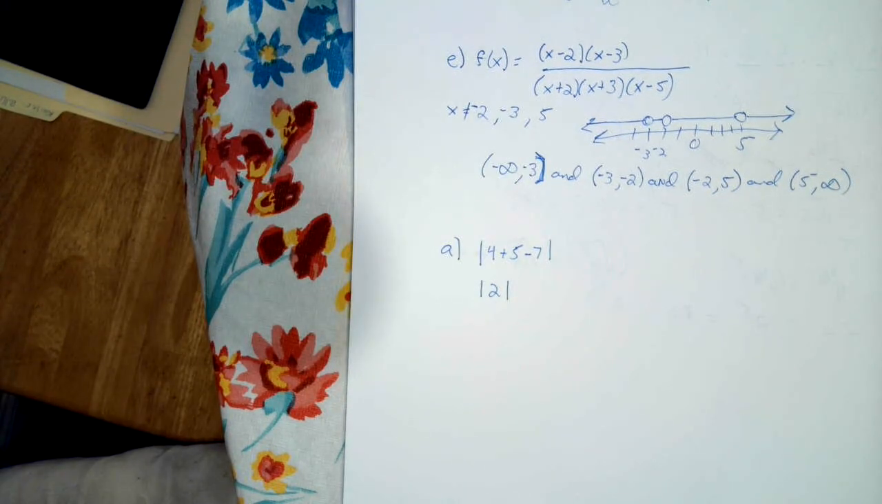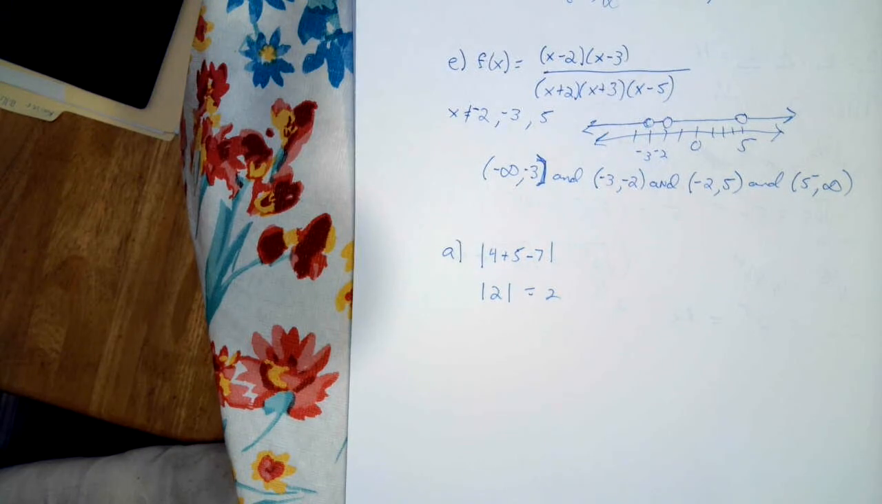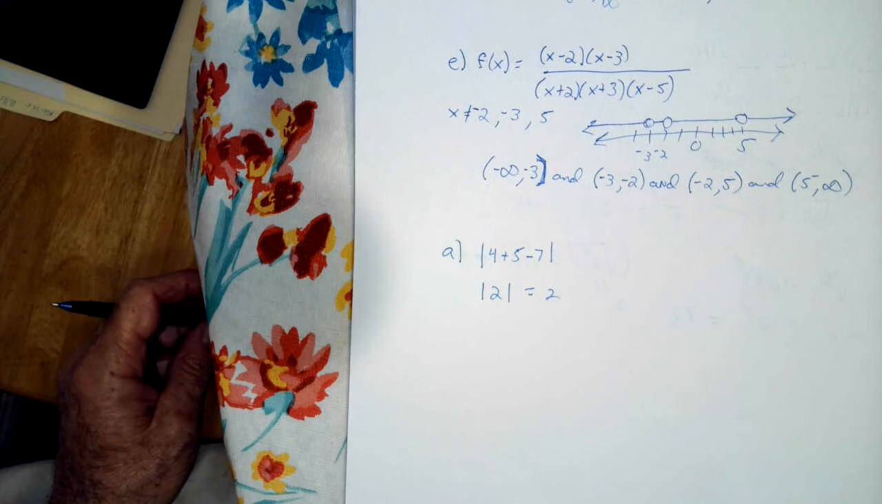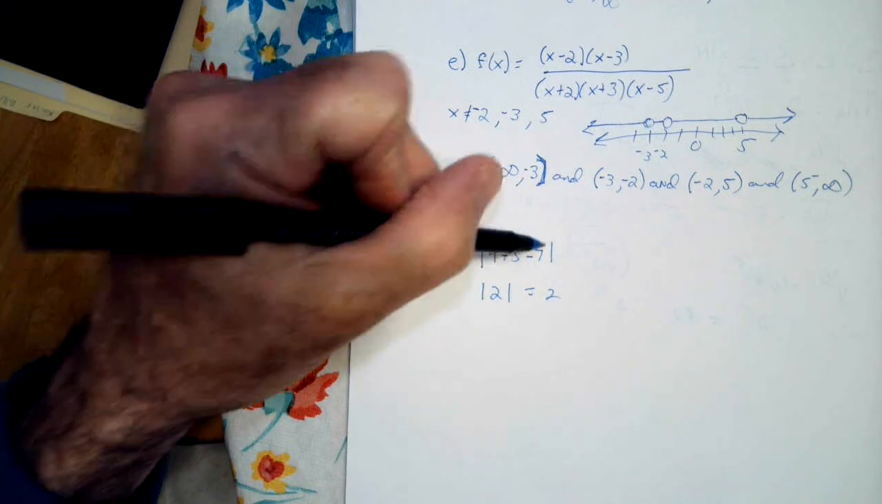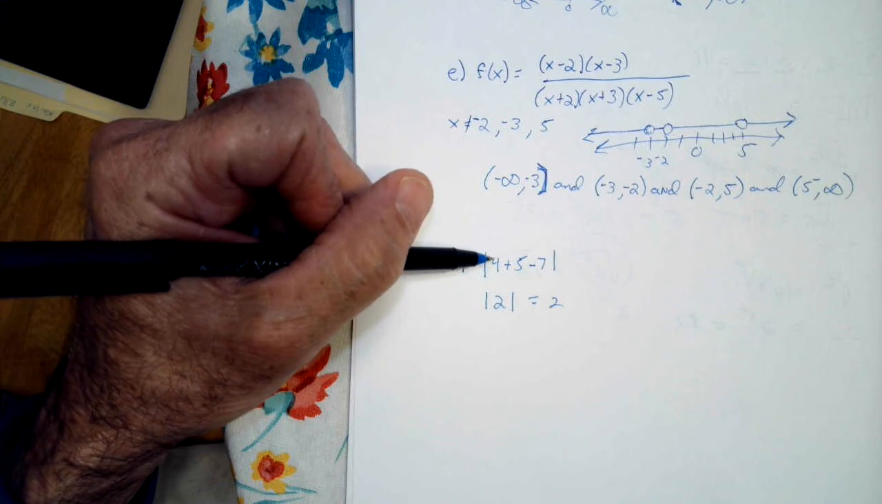So what is the absolute value of 2? It's 2. It means how big is 2? 2 is 2. That's the answer. 2 is just 2. So you can treat absolute values kind of like parentheses too, as far as the order goes, PEMDAS.